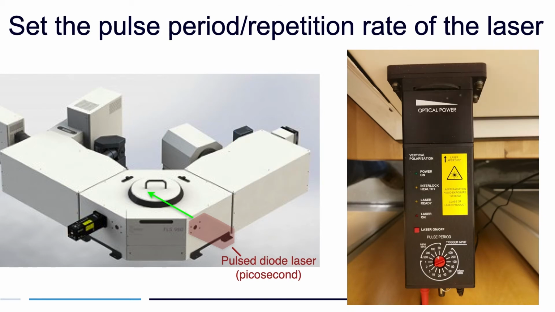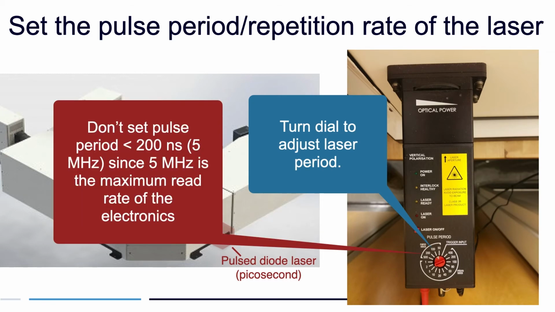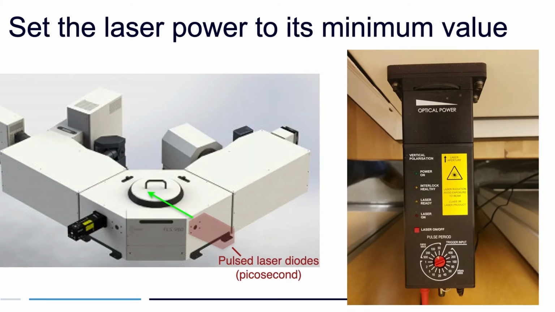Next, you'll set the pulse period or the repetition rate of the laser. You can do that by adjusting this red dial at the bottom of the picture on the right. Don't set the pulse rate shorter than 200 nanoseconds, which is equivalent to 5 megahertz, since 5 megahertz is the maximum read rate of the electronics that count the pulses.